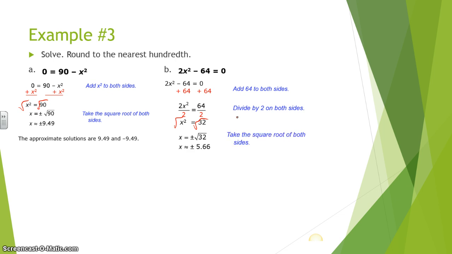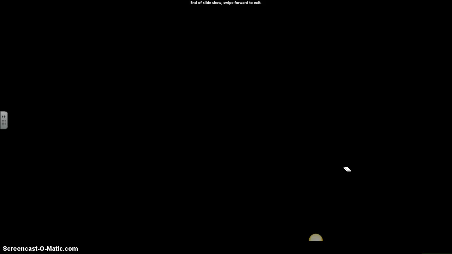So what you're left with is x equals plus or minus the square root of 32, which simplifies to plus or minus 5.66. So your solutions are 5.66 and negative 5.66. And that is it for this lesson.